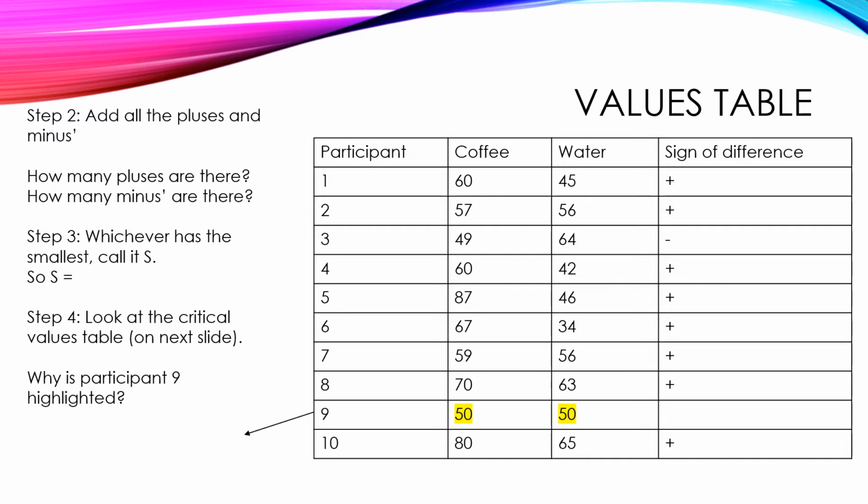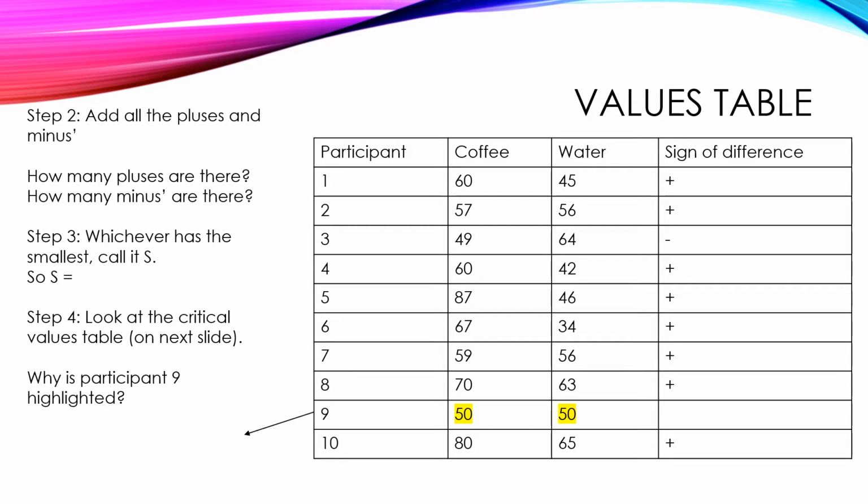So that leads to our next step. We know how many pluses we've got and we know how many minuses we've got. And that's classed as our nominal data. That's how we've turned the two middle columns, the coffee and the water, into nominal by putting them into pluses and minus.